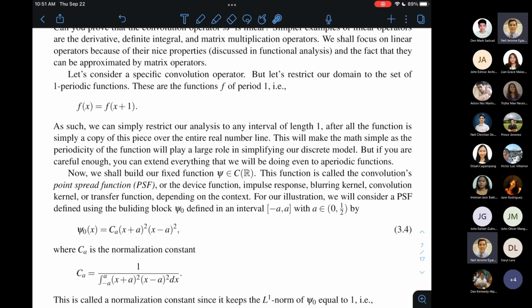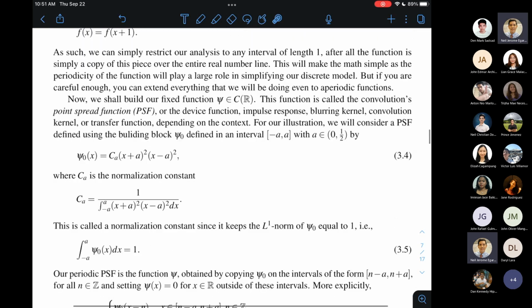Right? So restrict natin, ibig sabihin sa convolution operator natin, ang domain na natin ay set of all continuous one periodic functions. Right? Now, we'll now give an interpretation to the fixed function psi na ginamit natin doon sa convolution operator. The fixed function psi is called the point spread function of the convolution.